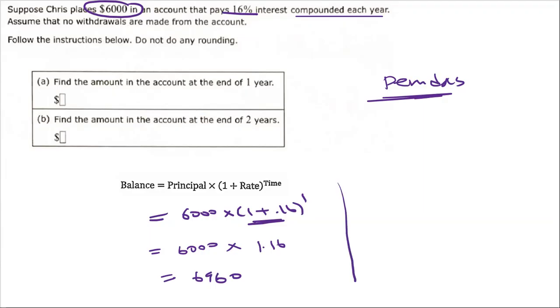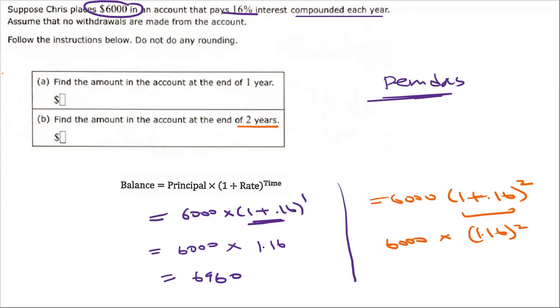The second one is the same thing, but this time it's at the end of 2 years. So we use the same formula: 6,000 times 1 plus 0.16, but instead of putting 1 as my exponent, I'm going to put 2. So again, here we get 1.16, and this time it's squared and then multiplied by $6,000. When we do that, we get $8,073.60.